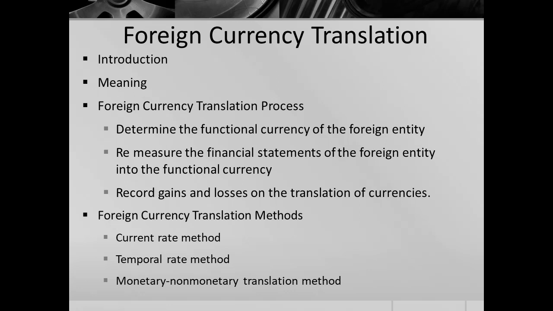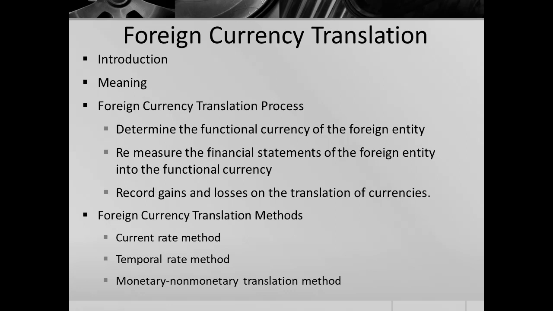The third step is to record gains and losses on the translation of currencies. Gains and losses arising from foreign currency transactions that are recorded and translated at one rate and then result in transactions at a later date and a different rate are recorded in the equity section of a balance sheet. Next we are going to see the foreign currency translation methods.